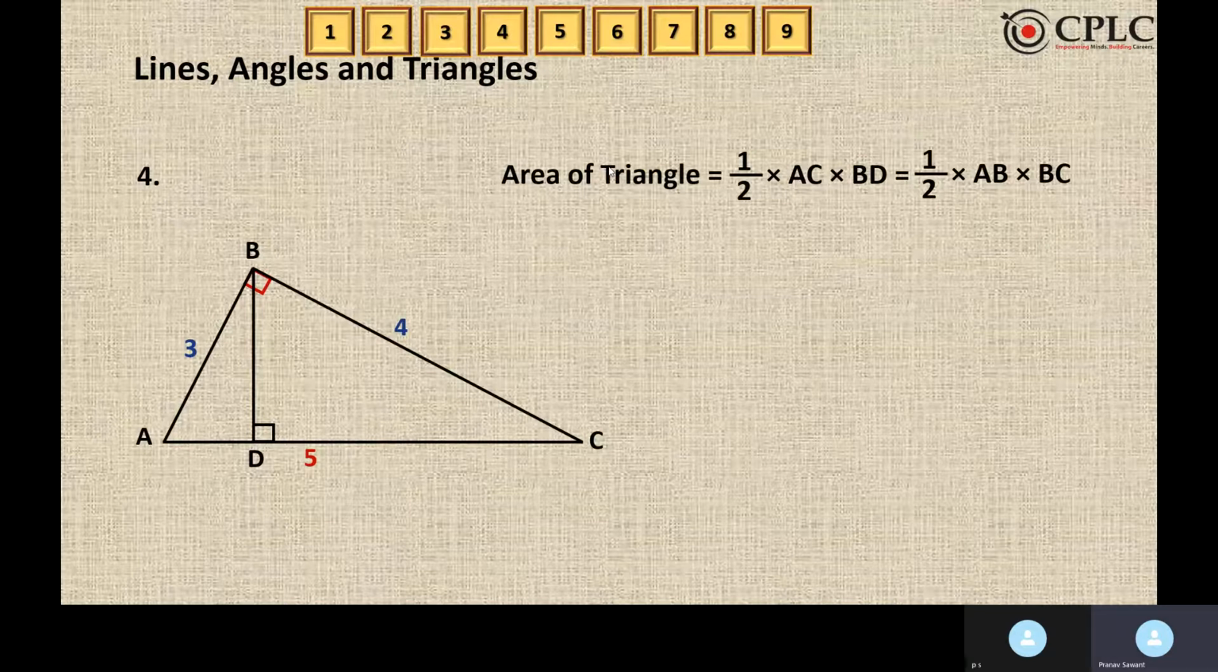So as you can see, area of triangle ABC would be half into base into height. Base is AC, height is BD. And area of triangle CBA is equal to half into base into height. Base is BA, height is BC. So by putting the values in the formula, we can easily get the value of BD, that is 2.4. So 2.4, option 2 is the answer.